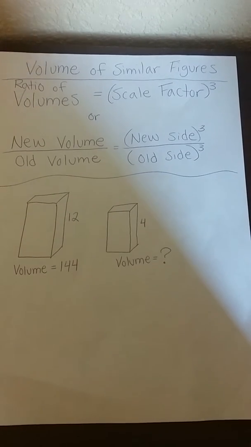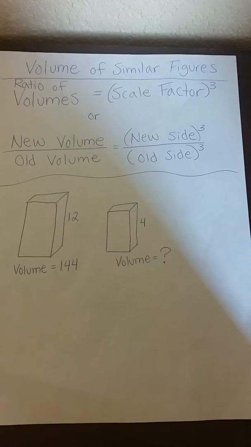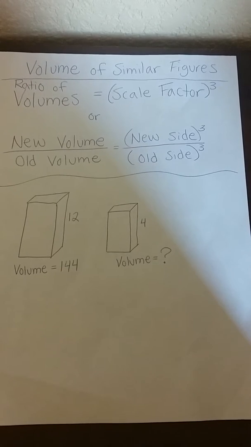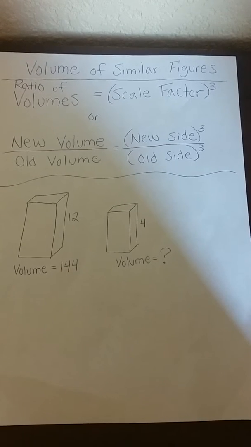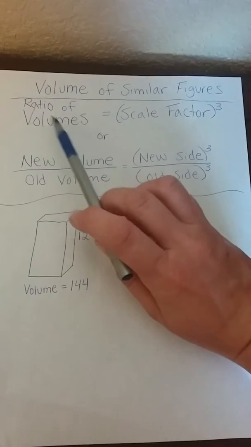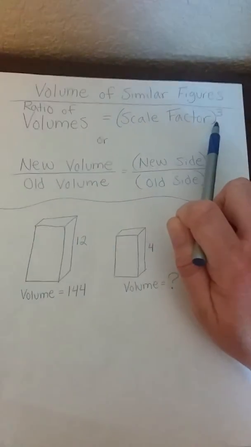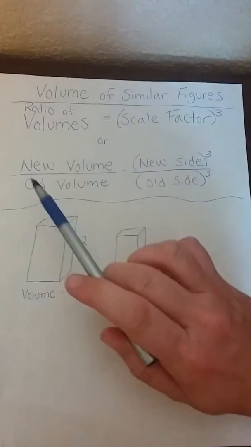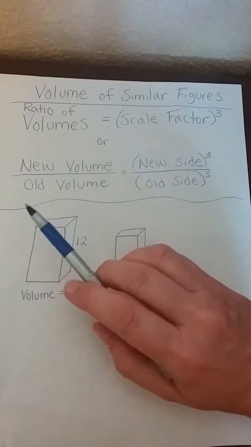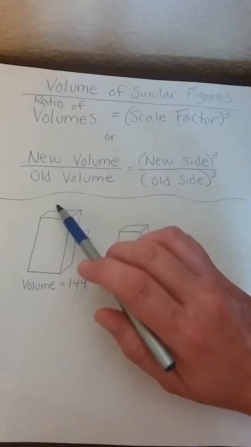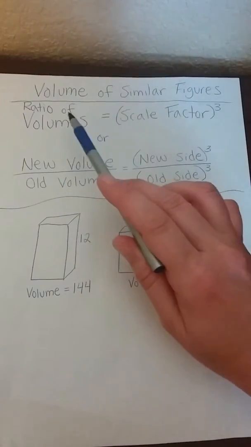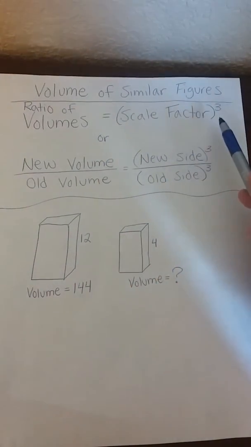Everyone, welcome back. Today we're continuing our discussion of similar figures by talking about volume of similar figures. Okay, so the ratio of volumes is equal to scale factor cubed. Yesterday we were doing areas and we saw that the ratio of areas was scale factor squared. Now we're doing volumes and the ratio of volumes is scale factor cubed.